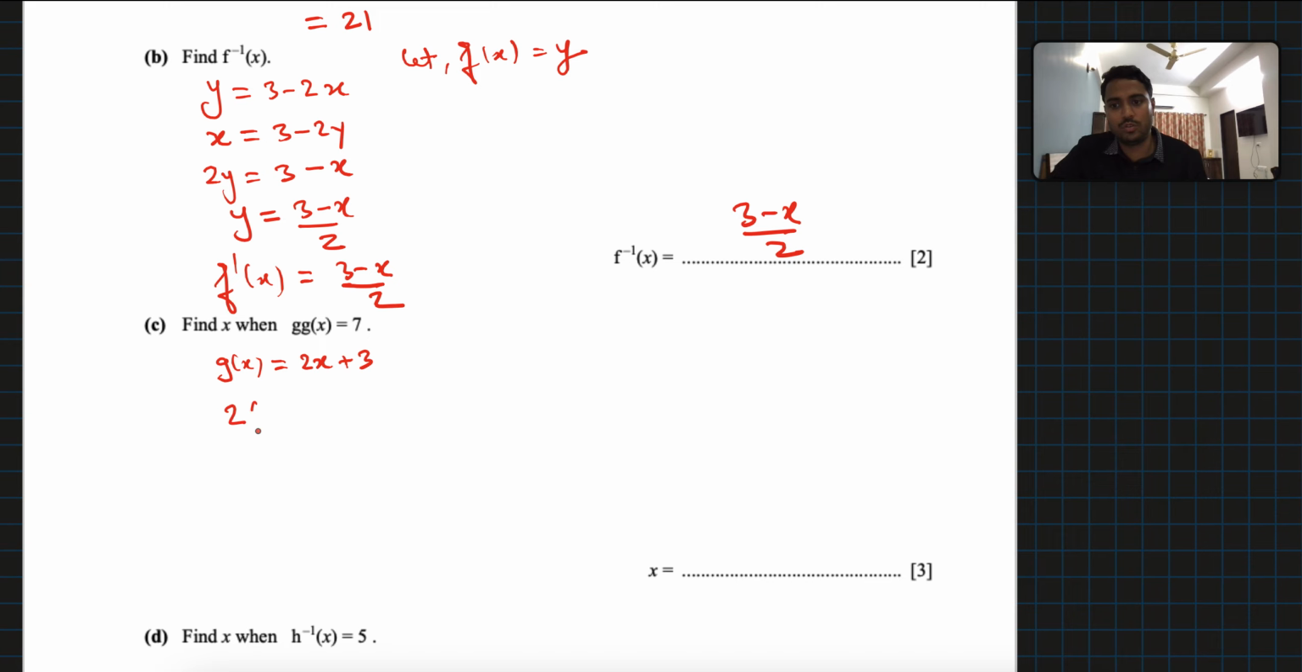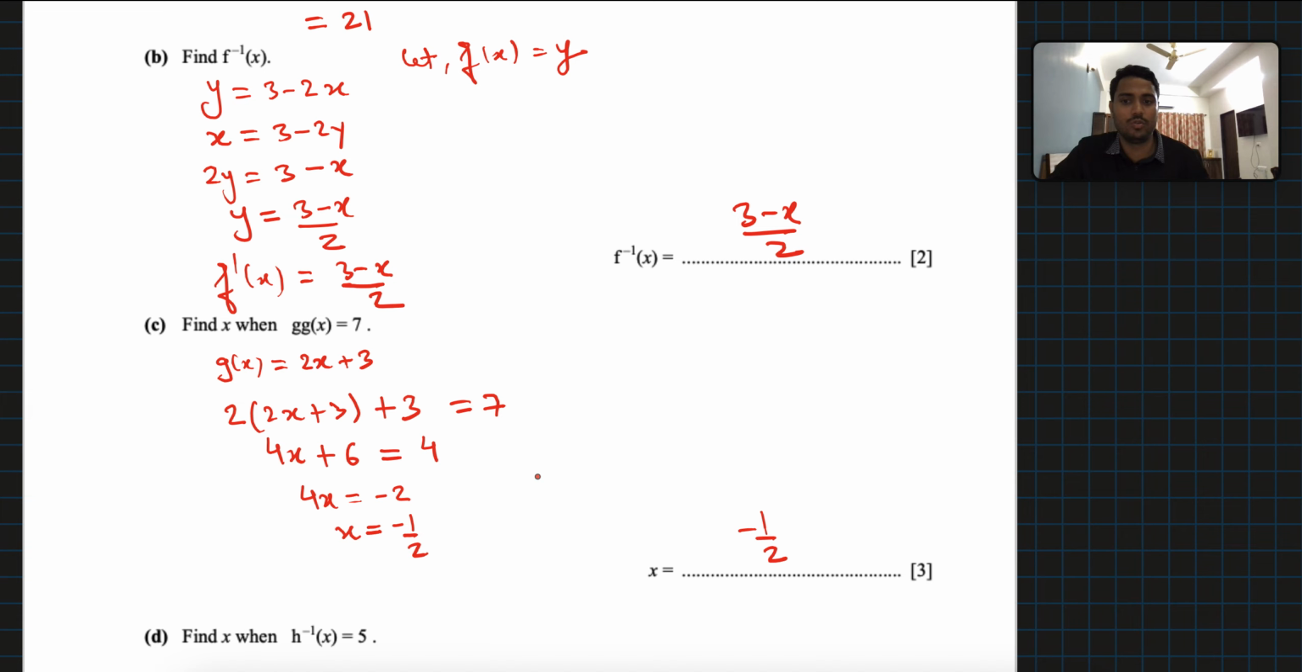2 of 2x plus 3, and then plus 3, equals 7. So we can write 4x plus 6 equals 7, minus 3, that is 4, and then 4x equals 4 minus 6, that is minus 2, x equals minus 2 over 4, that is minus 1 by 2. That's the answer, minus 1 over 2.